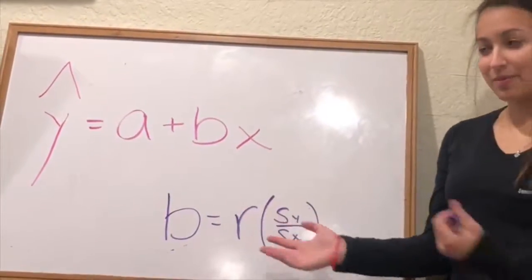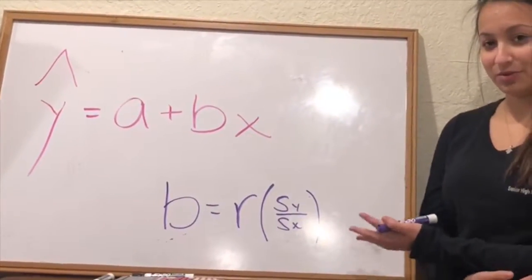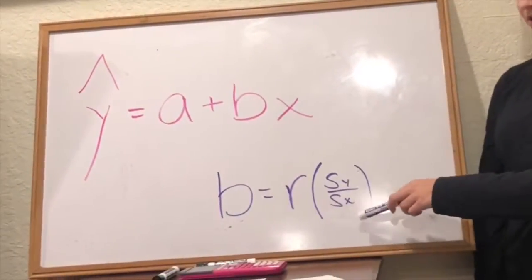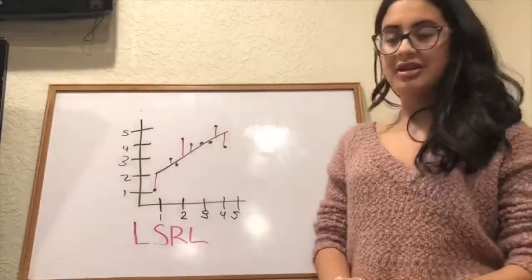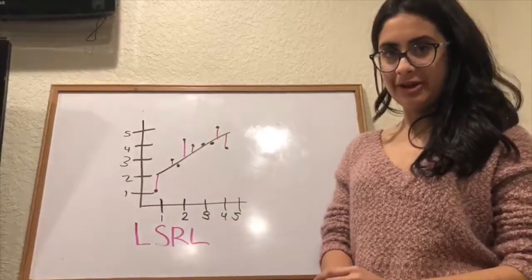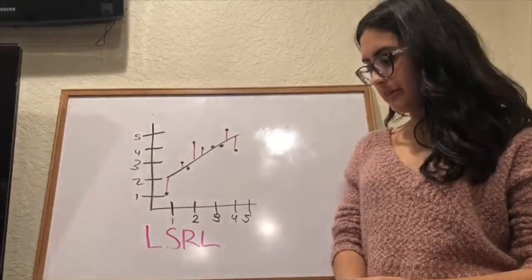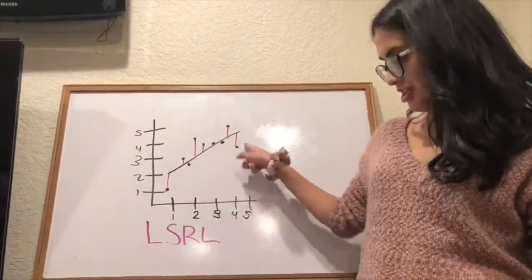We can find b by multiplying the correlation of the two variables, r, times the standard deviation of y over the standard deviation of x. The least squares regression line is also used to predict a particular y value from a given x value. In most cases, the LSRL does not perfectly pass through each data point, as shown here.